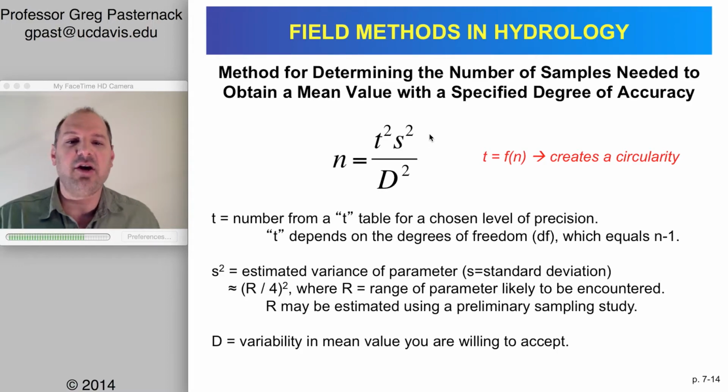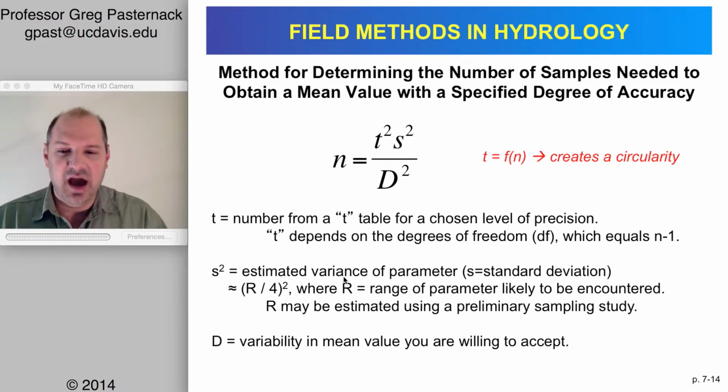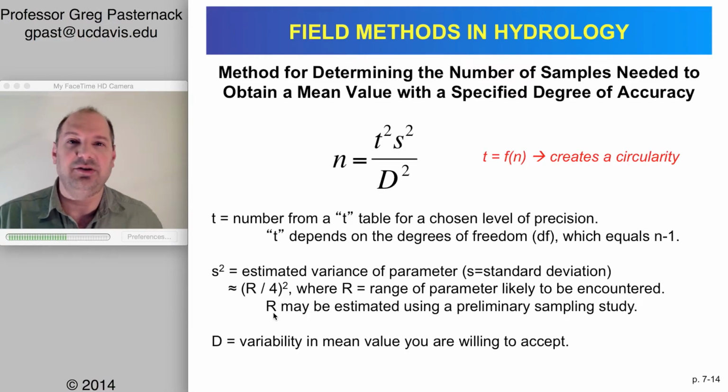We don't know the variance of the population of whatever it is you're trying to measure, of course, but we can get it from sampling. So either sampling or just rational thinking, you could say, well, what is the range of the parameter that's likely to be encountered at your field site? And R divided by 4 squared is taken as a guesstimate of what that variance is likely to be. Alternately, you can go out and collect, say 10 preliminary samples, use that to calculate S squared, the variance of those 10 samples, and put it in here to see, do you need 100 samples or 20 samples or whatever.